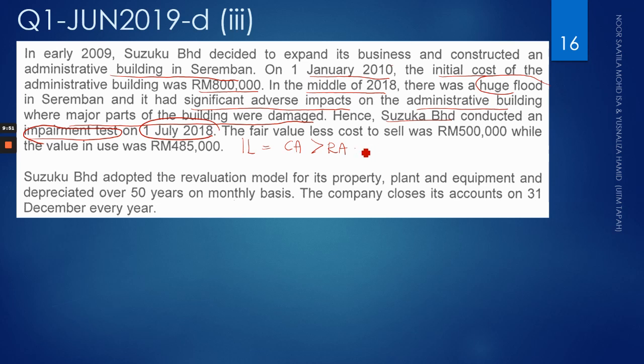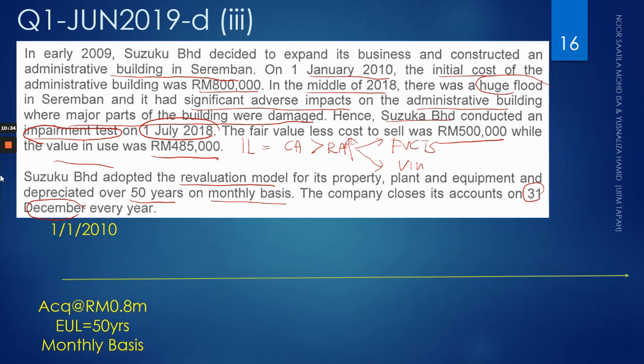So in your case, your recoverable amount is given here, where you are given fair value less cost to sell and the value in use, and you need to pick whichever is higher. So fair value less cost to sell is 500,000, value in use is 485,000. Suzuki adopted the revaluation model, and they depreciate the admin building over 50 years on a monthly basis. They close accounts every 31st December.